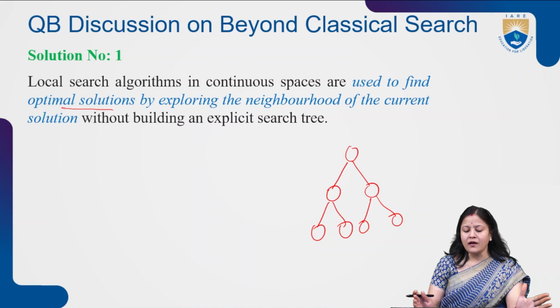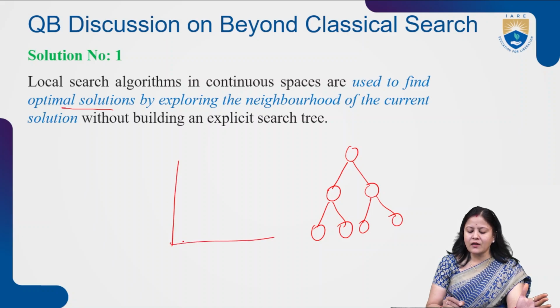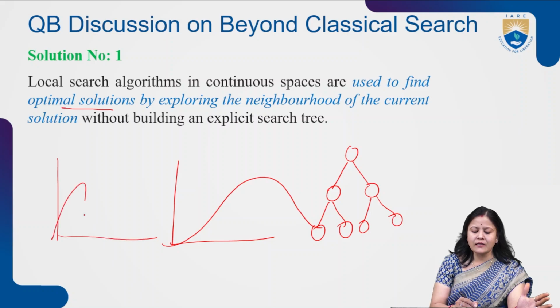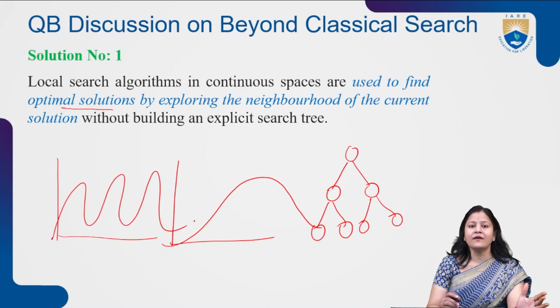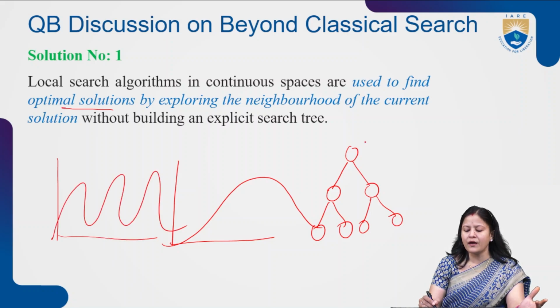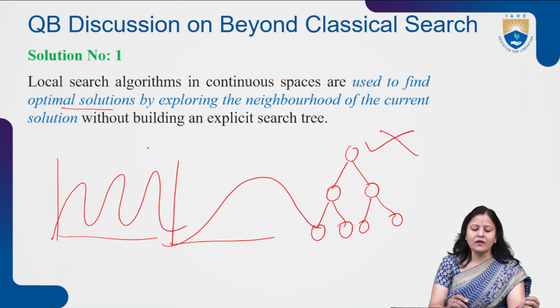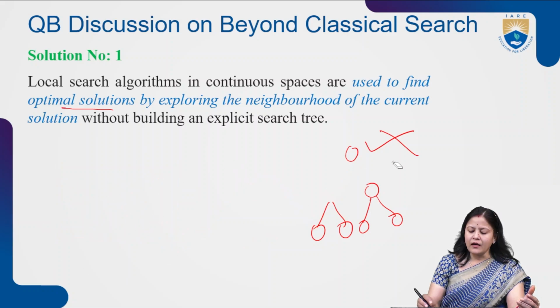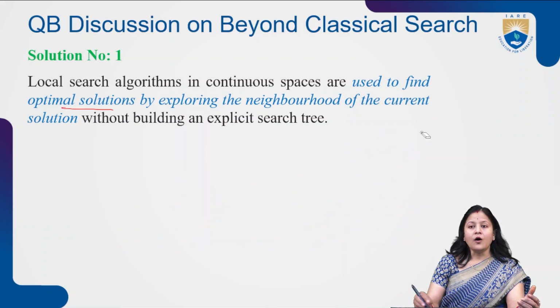we can find the solution. But here, if the space is a continuous space, like a hilly space, or if there are many hills like this, then we cannot apply these search methods. It is very difficult to apply. That is why we go for the local search algorithm. Different types of local search algorithms are there to find the optimal solution.